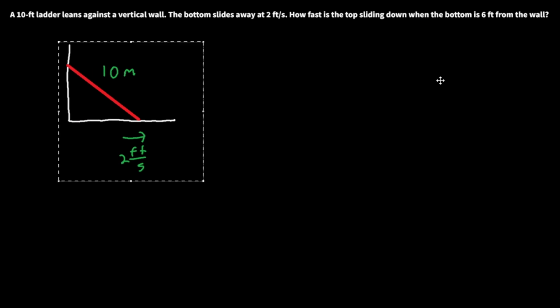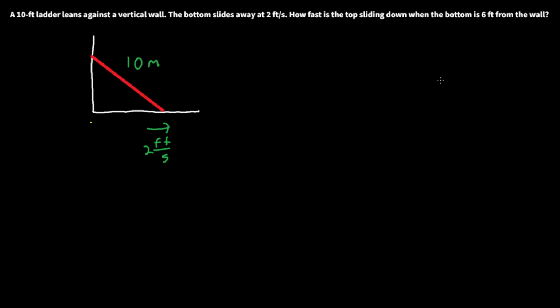A 10-foot ladder leans against a vertical wall. So the infamous ladder problem. This one comes up in every related rates class. So let's say the ladder is this red line here. It's 10 feet long, so the hypotenuse of this triangle is 10 feet. The bottom slides away at 2 feet per second. How fast is the top sliding down when the bottom is, let's use a different color, 6 feet from the wall? So the bottom is 6 feet from the wall.